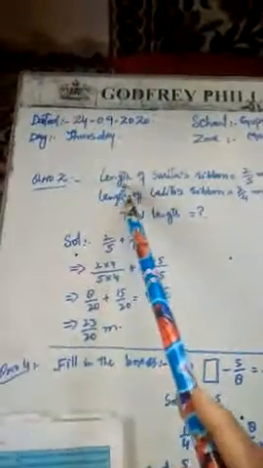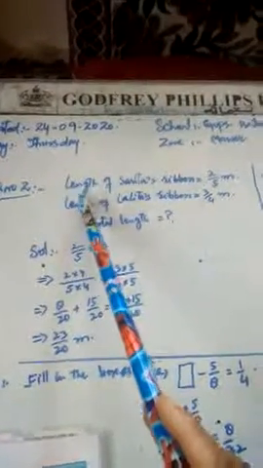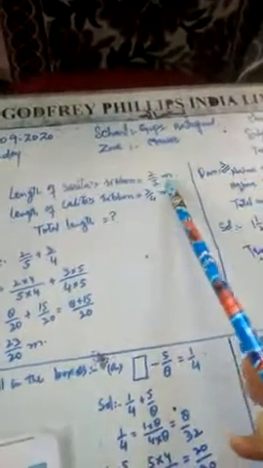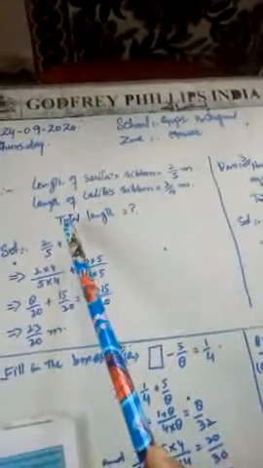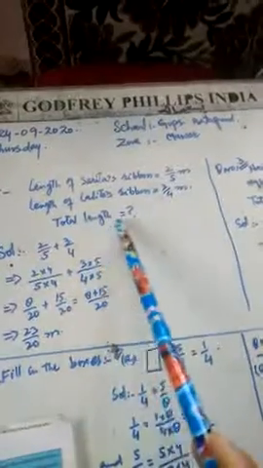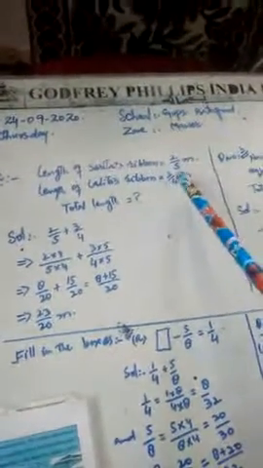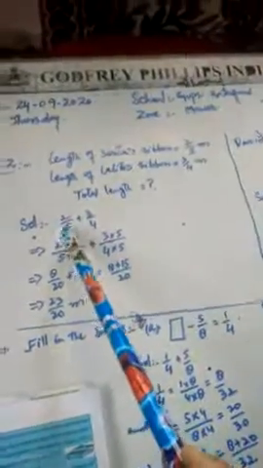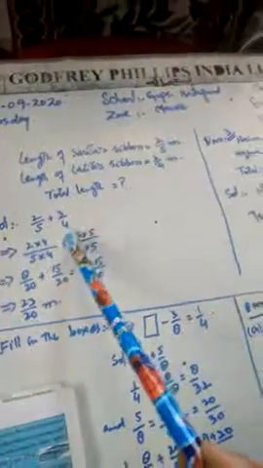We solve this question in this way. Length of Sarita's ribbon is 2 by 5 meter, length of Lalita's ribbon is 3 by 4 meter. We are asked to say what is the total length of the ribbon. So there are two fractions, and we can measure their total length by adding these two. That means it is a question of addition: 2 by 5 plus 3 by 4.